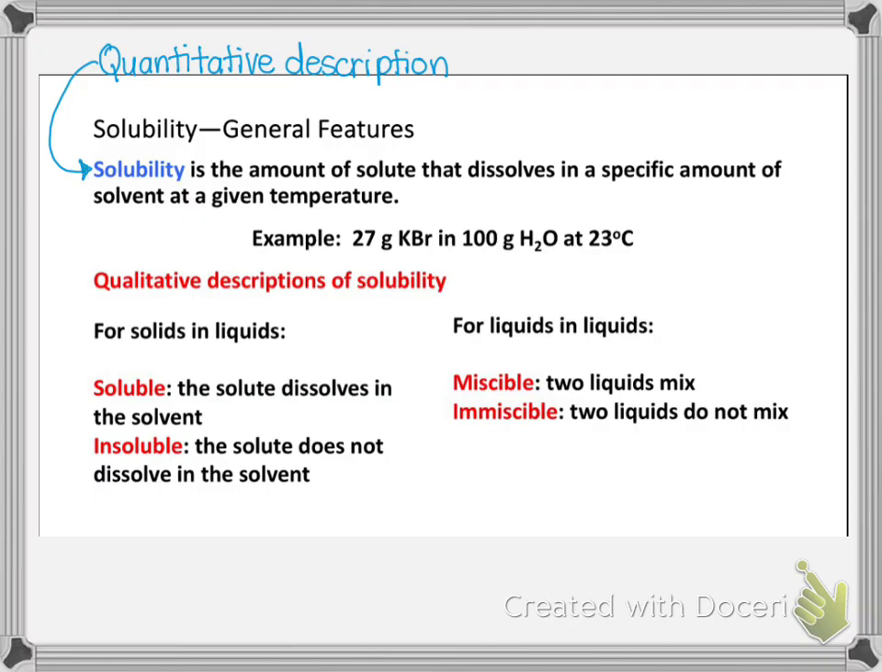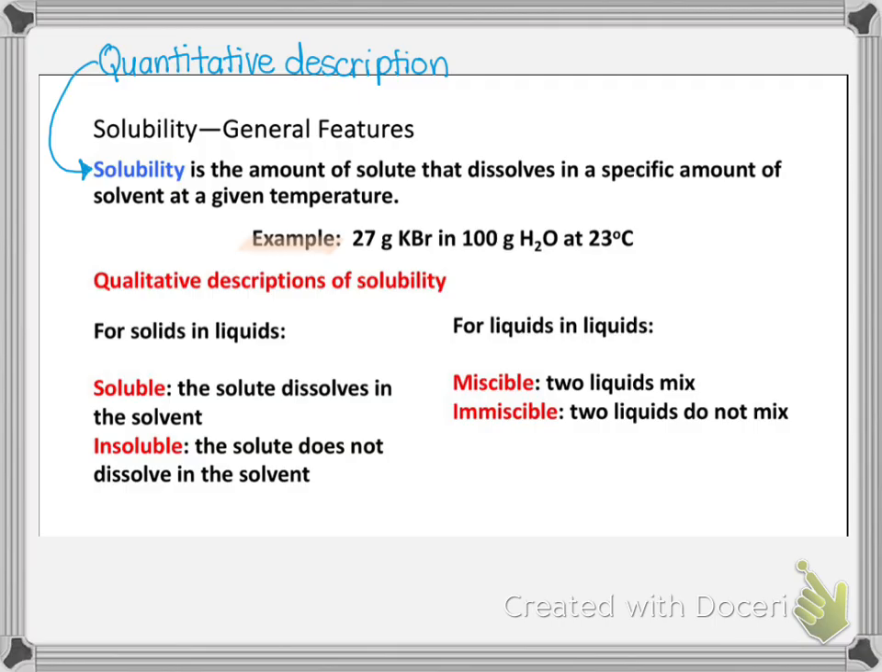Okay, so let's just look at it. Quantitative means number. So it says solubility is the amount of a solute that will dissolve in a specific amount of solvent at a given temperature. And then right underneath it, I have an example. So let's connect the definition with the example.